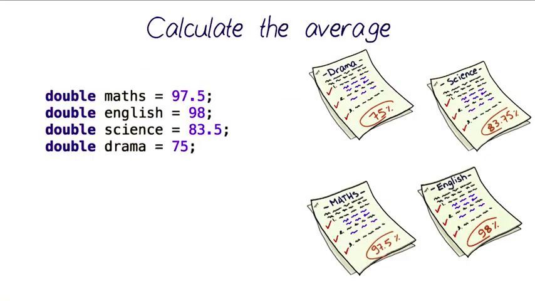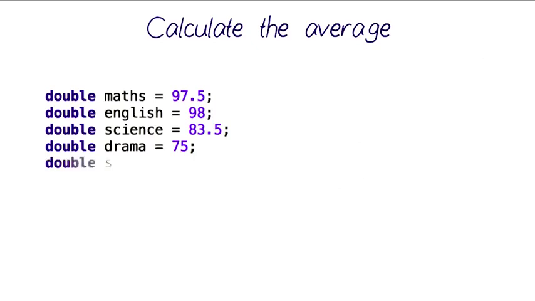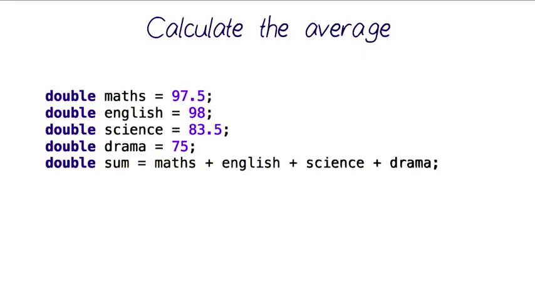Notice that some grades are fractions, so to stay consistent, let's declare them all as doubles. Now, we need to calculate the sum of all these grades and store that in a variable. This variable should also be a double. Let's call it sum, and set it equal to the sum of all those 4 grades.